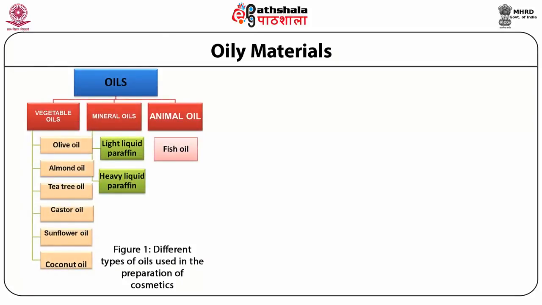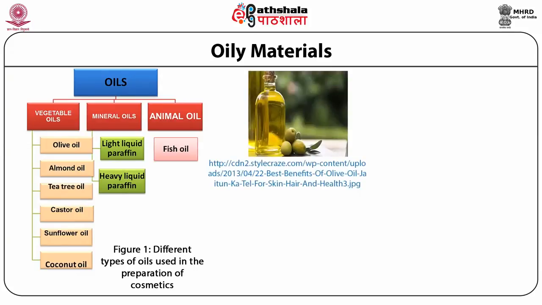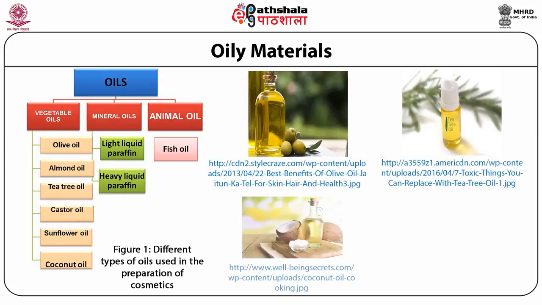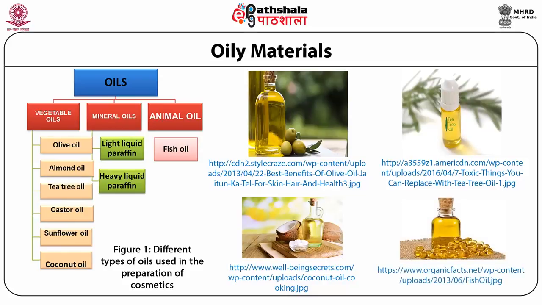Figure 1 illustrates that oils can be classified as vegetable oils, examples being olive oil, almond oil, tea tree oil, castor oil, sunflower oil, and coconut oil. Mineral oils, which can be light mineral or heavy mineral or heavy liquid paraffin. The third category is animal oils, which includes fish oil.